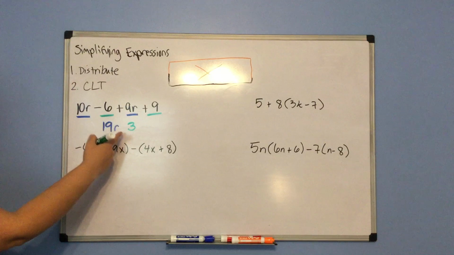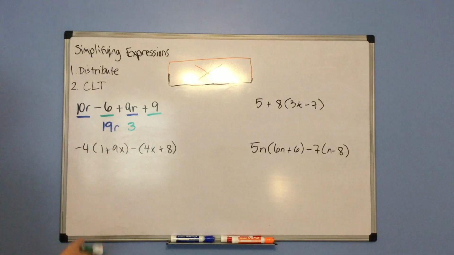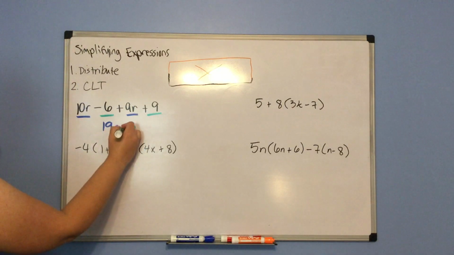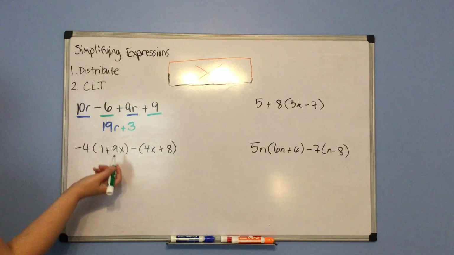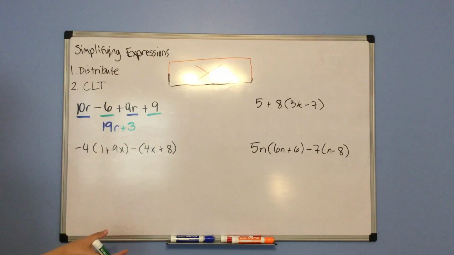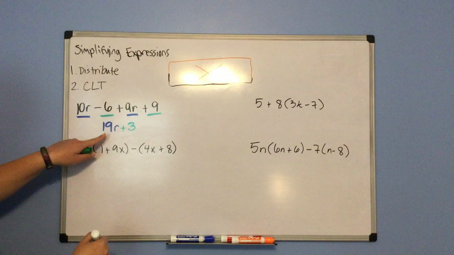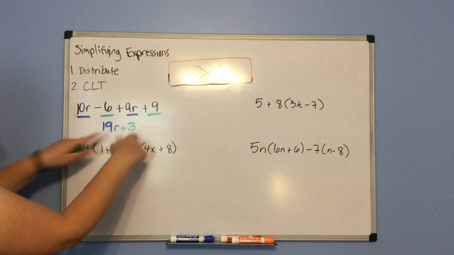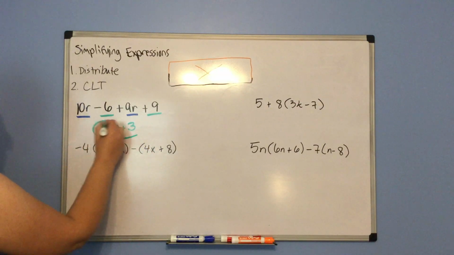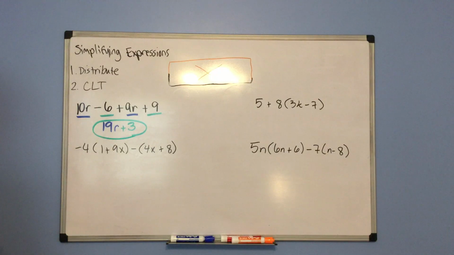In between my terms, I always have to have either a plus sign or minus sign. Since it was a +3, I need to put a plus sign there. You know you're all done when you no longer have any like terms that can be combined. Since this has an r in it and this is just a number, they are not like terms, so this right here is our final answer.